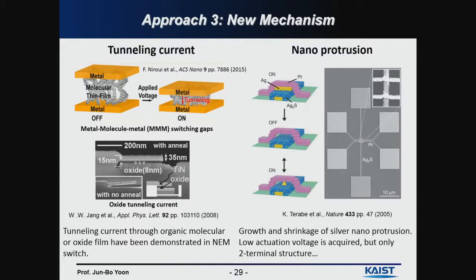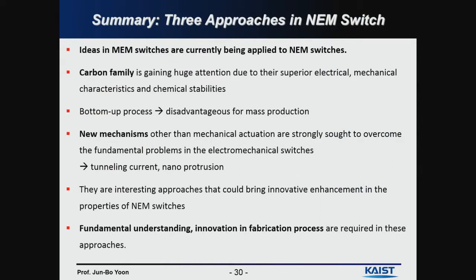So a molecular thin film can be used to induce some tunneling current when the two plates have a smaller gap. Or actually, we used a very thin oxide to induce some tunneling instead of just the direct contact to increase the lifetime. Or the nano protrusion phenomenon has been used to make the mechanical switch, but this is limited to the two-terminal structure. So let me summarize the NEM switches.